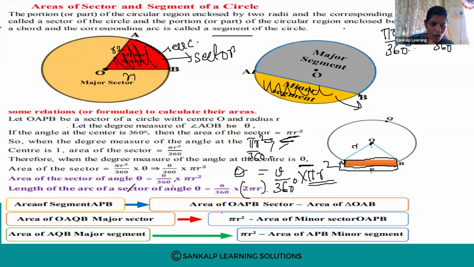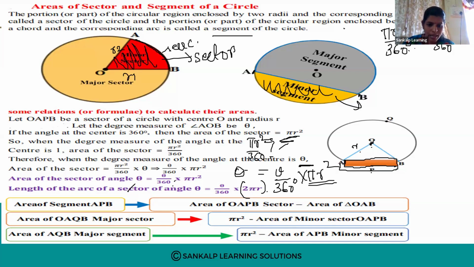So the area of OAQB, the major sector. If you want to find the major sector, you can use pi r square. Pi r square means what? It is the area of the full circle, right? So if we want to find the area of the major sector, then it is pi r square minus the area of the minor sector. Then you can get the area of the OAQB major sector.